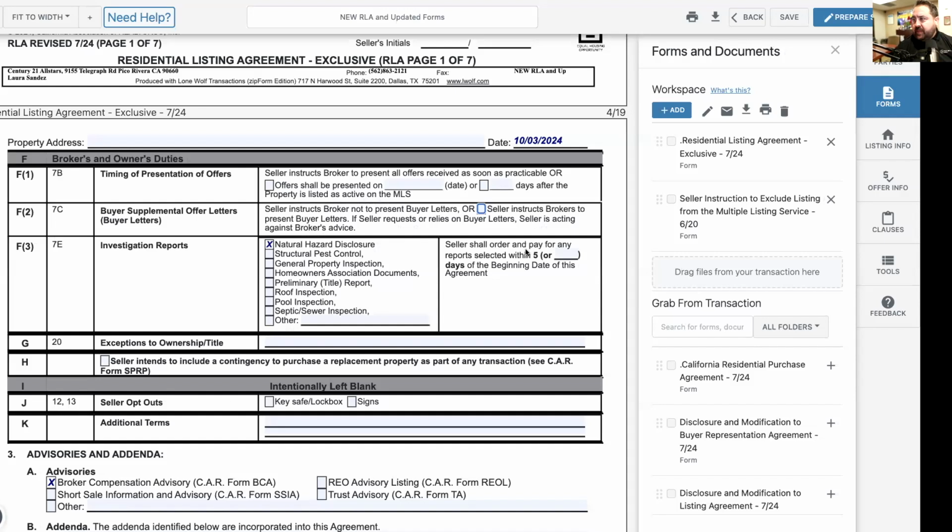We got in the chat, where would the city inspection go? It would be under other. Yeah, here it would be under other. I would put, city pre-sale inspection report. Can we have the investor waive the pre-sale inspection? No, you can't waive it.